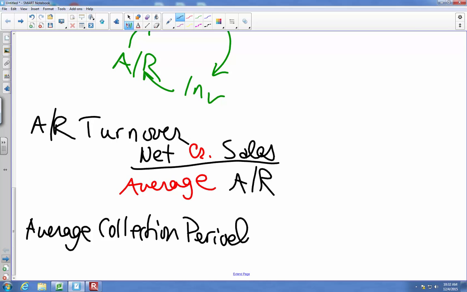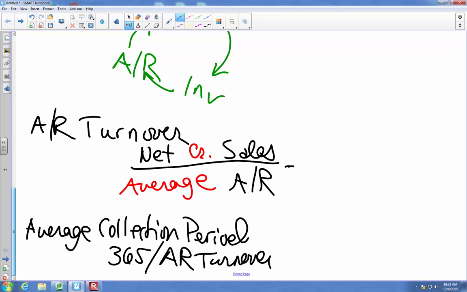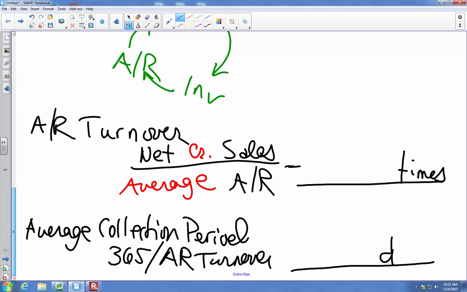Okay. The next one then is, once you get AR turnover, your average collection period calculation is 365 divided by the number you just got. AR turnover is quoted in number of times. How many times did my AR turnover? And the collection period is quoted in number of days. So let me give you a couple minutes. You're going to be doing this calculation for 2012.